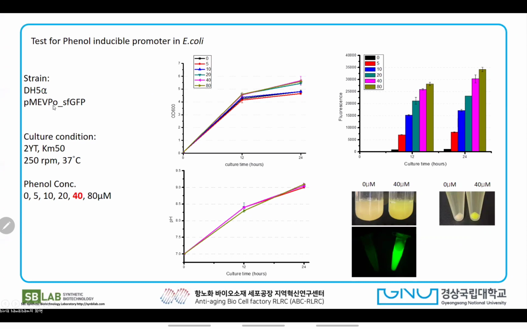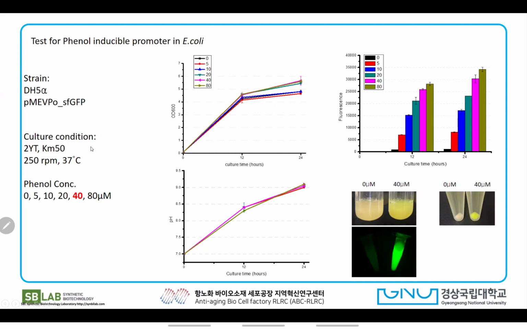It's a phenol inducible promoter, and it was reported to work very well in methanotrope. And since methanotrope and methylotrope are quite related organisms, we wanted to try this phenol inducible promoter in our host. So we first tested this phenol inducible promoter in E. coli. In our previous plasmid that we have been using for methylotrope, that is PMEV, we removed the PMAXF promoter and replaced it with PO, the phenol inducible promoter, and then cloned in SFGFP.